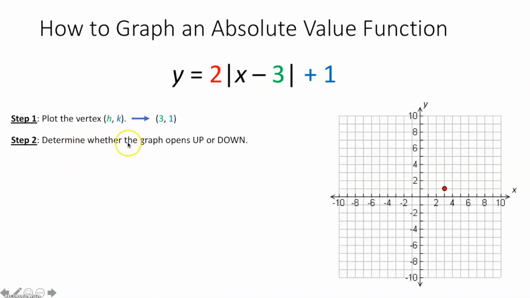Next, we need to determine whether the graph opens up or down. So we just look at our a value. If our a value is positive, our graph opens up. If our a value is negative, our graph opens down. It's a downward facing v. So we look at our a value, it's 2. That's positive. Therefore, we're going to have an upward facing v.